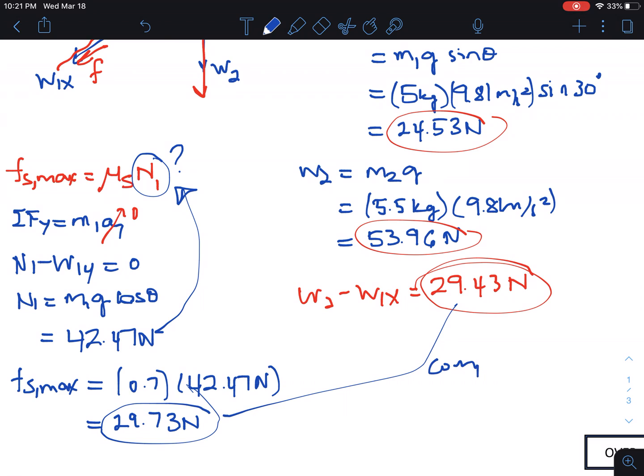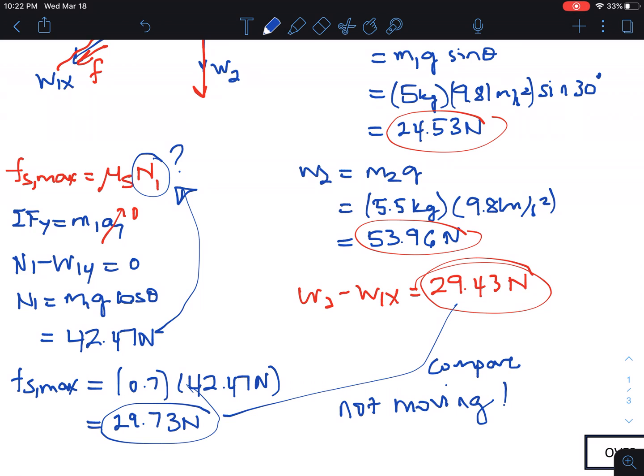So if you compare, what you see is that the difference between W2 and W1x is less than the maximum static friction. What does that mean? That means we don't have enough force. It's not on the verge of moving yet. We're still building up, so we need a little bit more. Maybe if this M2, instead of 5.5 kilograms, was a little bit more, not even half a kilogram, a couple more hundreds of grams, then we could have more force of W2, and then the difference would be bigger than Fs max, and the system would be in motion. But this tells you it's not even moving. You don't have enough force. You don't even bring the system to the verge of moving.